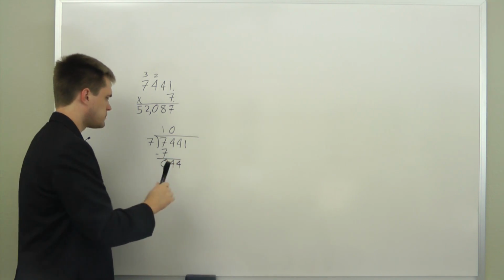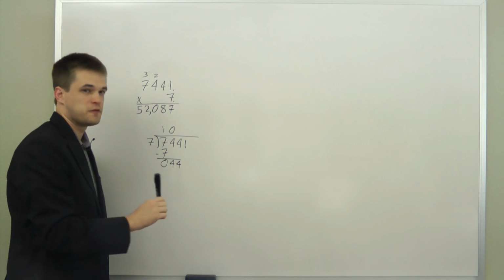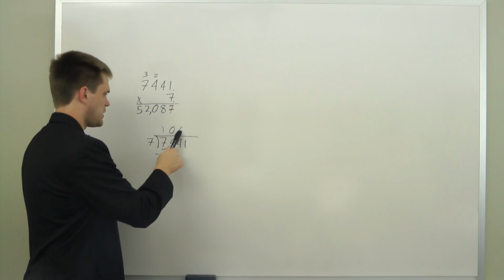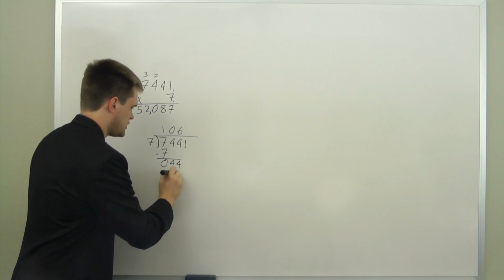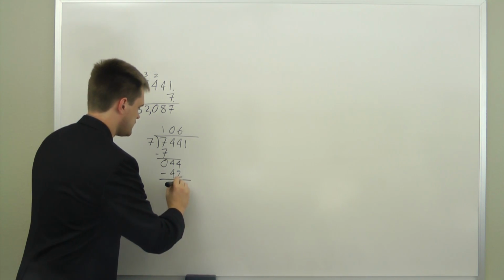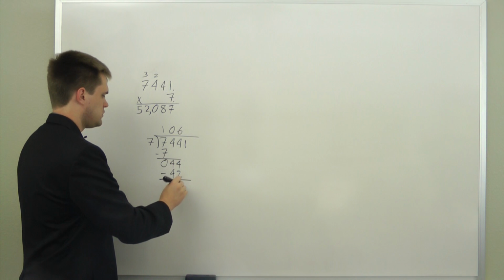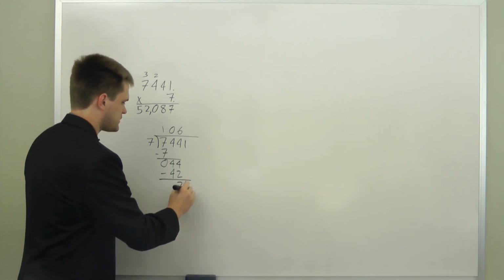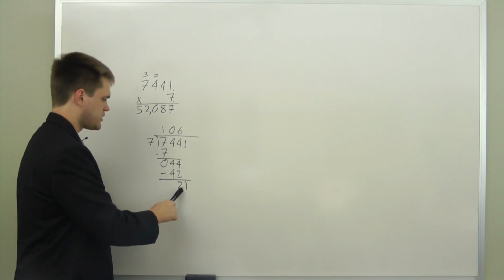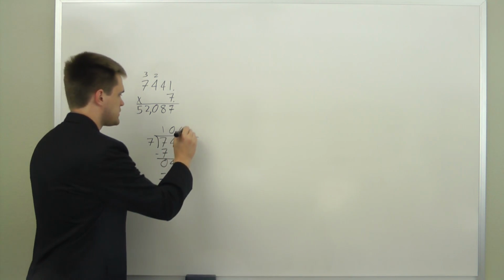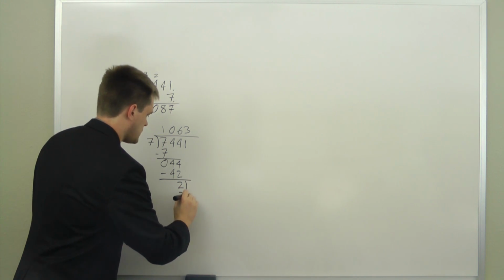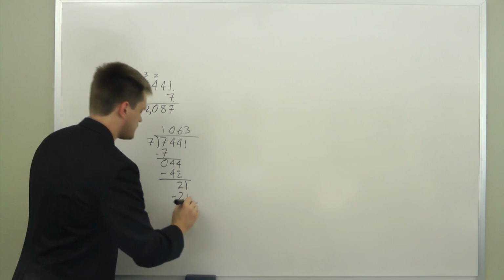So 44 now. 7 can go into 44 6 times, so we'll write a 6 here. 6 times 7 is 42, and when we subtract that out, that leaves us with a remainder of 2. And so now we drag in the last digit, which is a 1. So we have 21, and 7 goes into 21 3 times. So 3 times 7 is exactly 21, and so we have a remainder of 0.